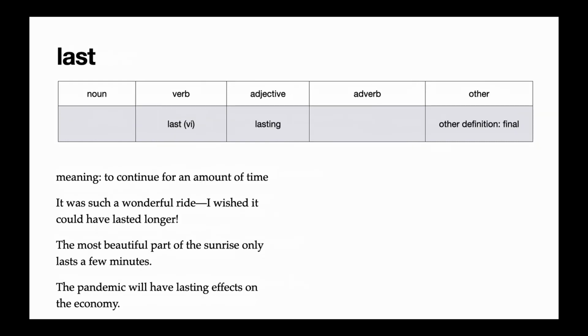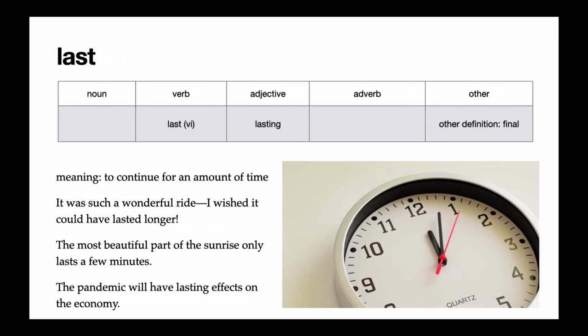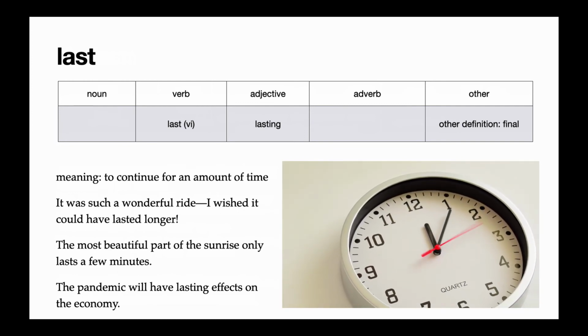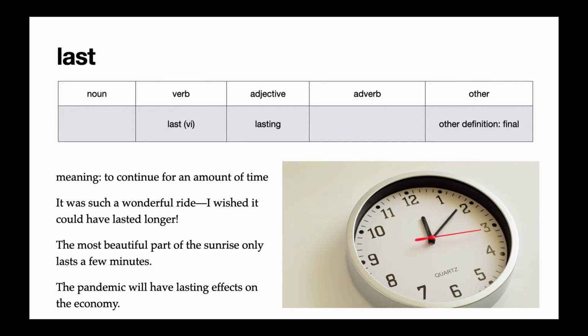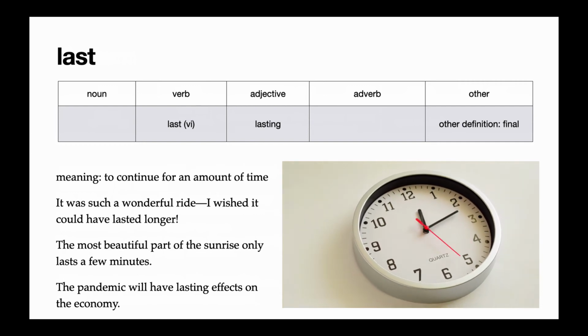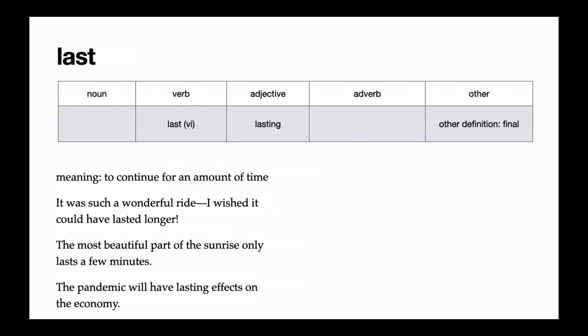Next, we have the verb last. Last is an intransitive verb that means to continue for an amount of time. In the reading, I said, I wish the train ride could have lasted longer. That means I wish that the time continued longer. The second example says the most beautiful part of the sunrise only lasts a few minutes. And the last example is the pandemic will have lasting effects on the economy. And the adjective lasting means long lasting. It will continue for a longer time.